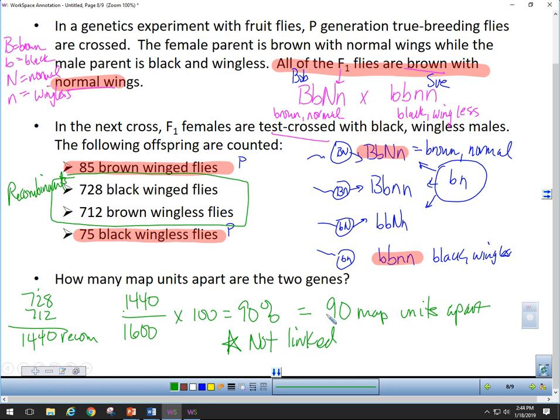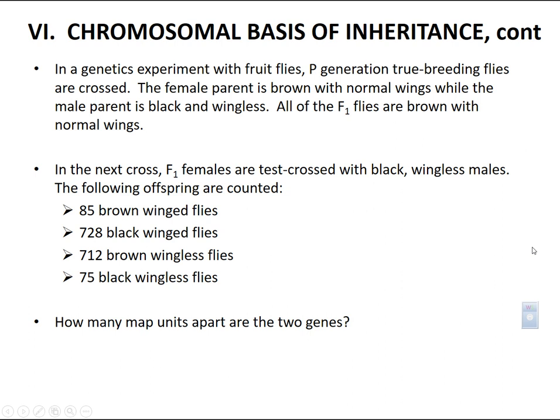Remember, in order for it to be linked, you may want to put a dot here, the criteria is you must have greater than 50% of the offspring that look like the parentals. Well, this isn't the case here. In fact, we have 90% of the offspring that are all recombinants. Therefore, these are most likely not linked and are really, really far apart on the same chromosome. And we figured out that they're 90 map units apart. Okay, got it? All right, let's see.